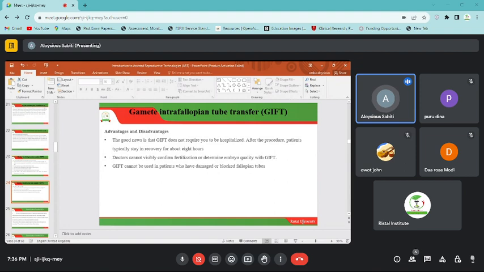But also GIFT cannot be used in patients who have damaged or blocked fallopian tubes. So those are the two particular disadvantages of using this gamete intrafallopian tube transfer. But also some of them apply to the ZIFT transfer.